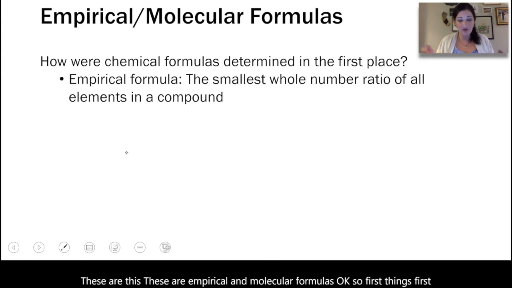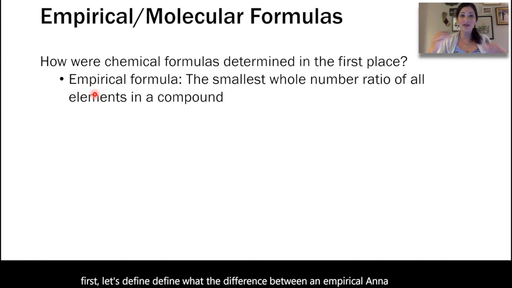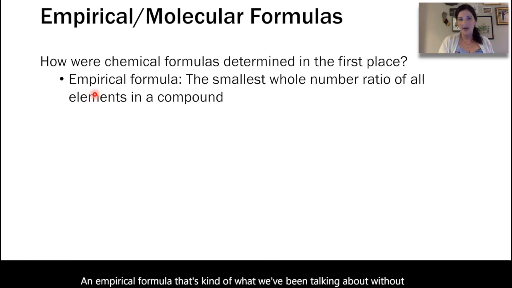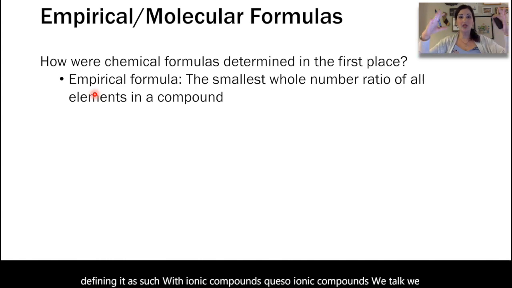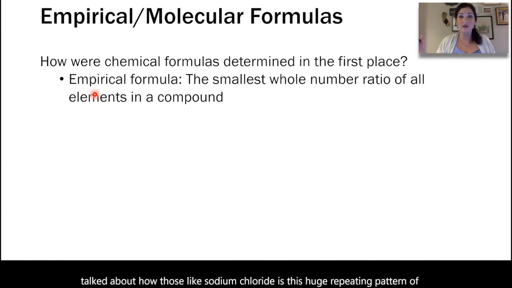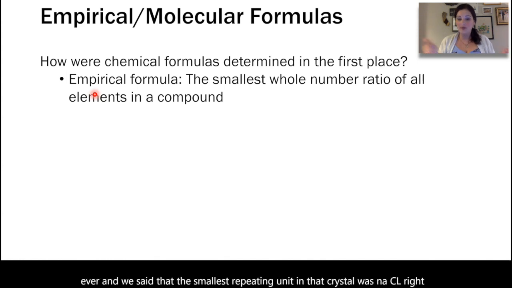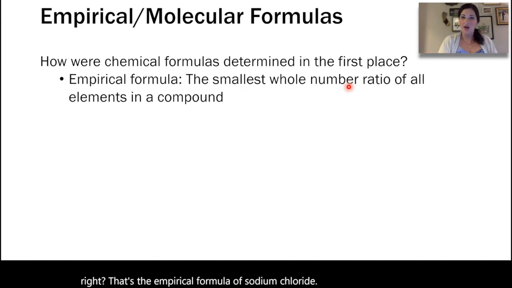Okay, so first things first, let's define the difference between an empirical and a molecular formula. An empirical formula is what we've been talking about without defining it as such with ionic compounds. We talked about how sodium chloride is this huge repeating pattern of sodium chloride, sodium chloride, sodium chloride, forever and ever. And we said that the smallest repeating unit in that crystal was NaCl, right? That's the empirical formula of sodium chloride. It's the smallest whole number ratio of all of the elements in the compound.